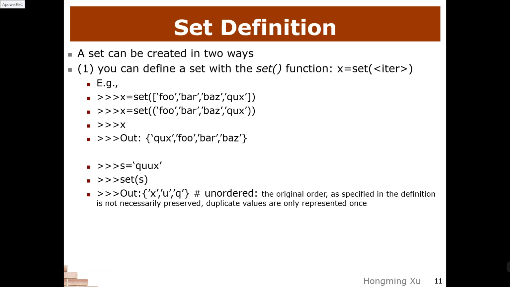Also, let's see how to define the set. Usually, there are two ways to create a set in Python. First, you can use the Python built-in set function. Let's see these examples. We define the set x using the set function. You can try these two ways, and they produce the same thing. This is the set; it has elements included in the curly braces.